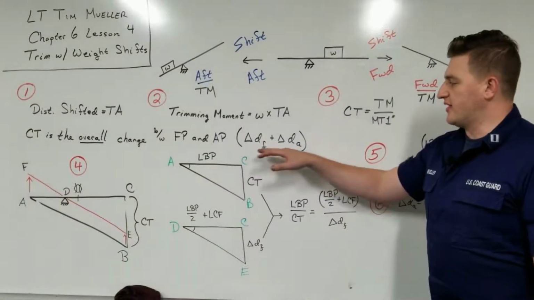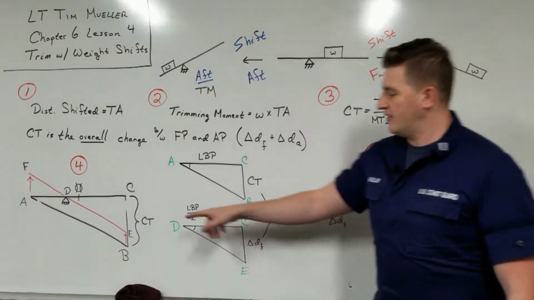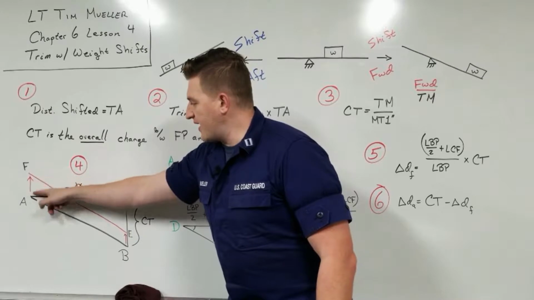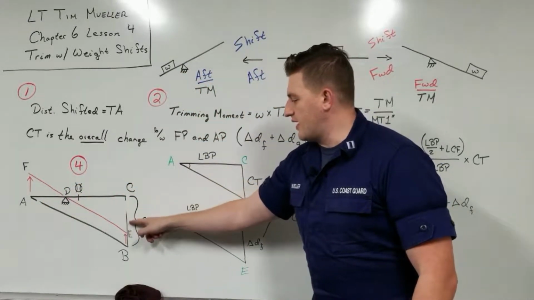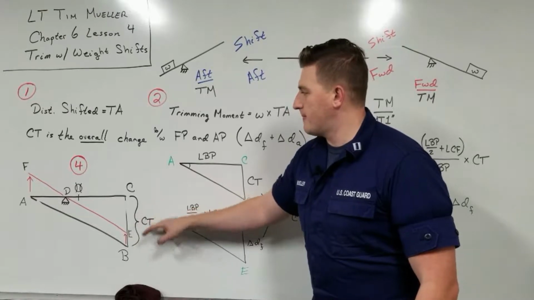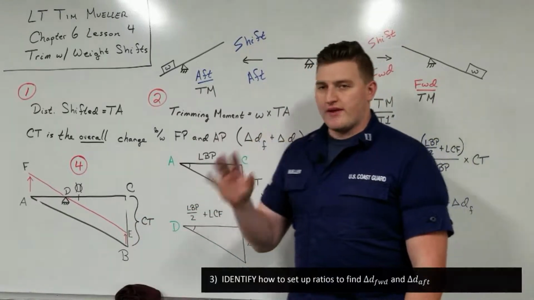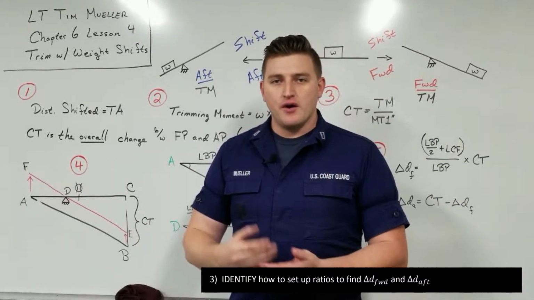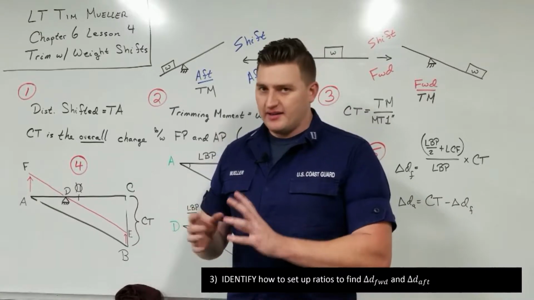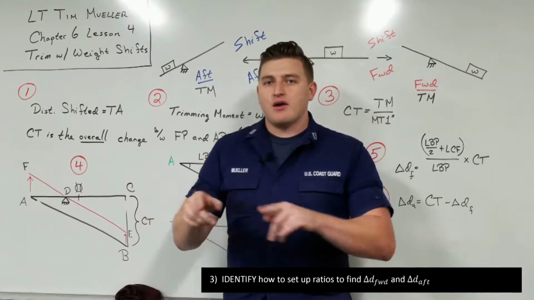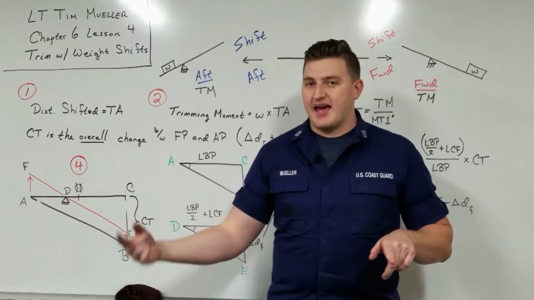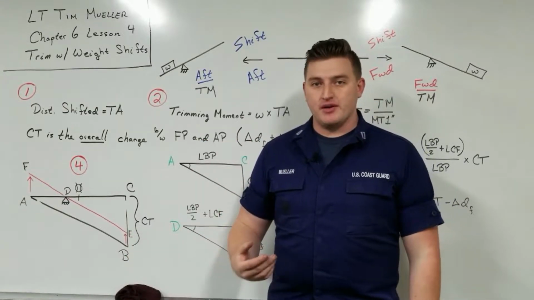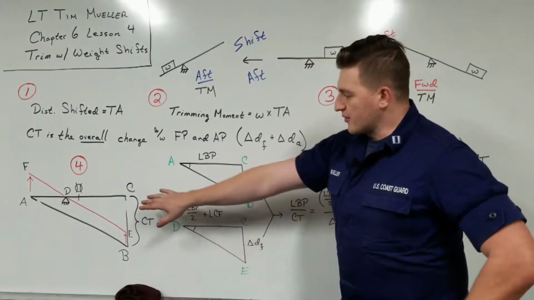So here, delta D forward plus delta D aft equals change in trim. So now we have to do some geometry, and knowing what we know about angles and a tiny bit of trigonometry, now we can start solving for delta D forward, then delta D aft, by using the information that we know. Now we see a couple triangles here.